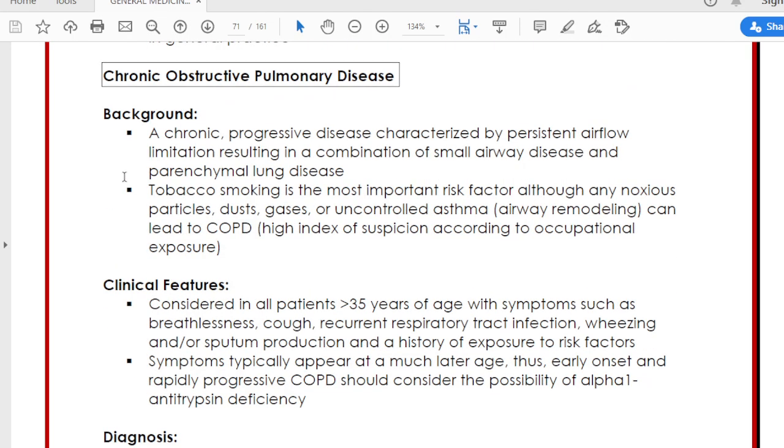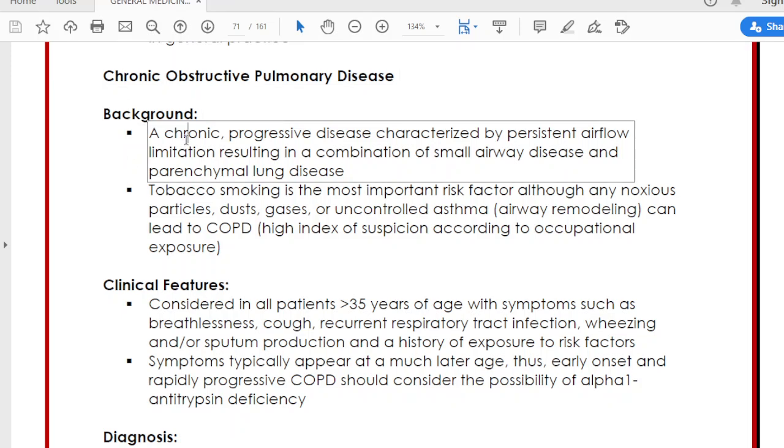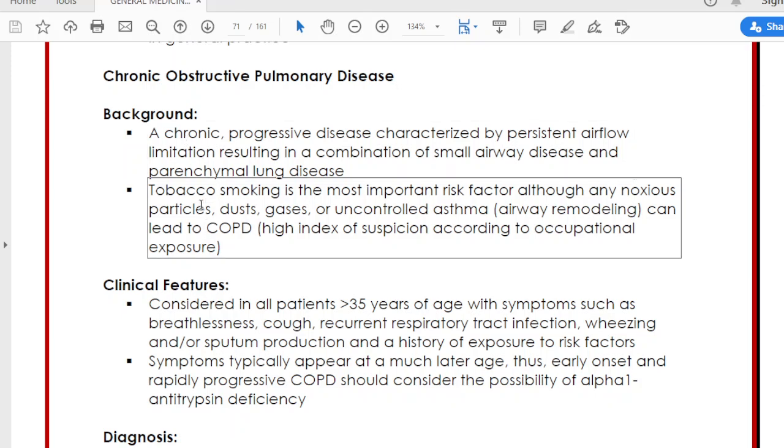Chronic obstructive pulmonary disease. Background. A chronic, progressive disease characterized by persistent airflow limitation resulting from a combination of small airway disease and parenchymal lung disease. Tobacco smoking is the most important risk factor, although any noxious particles, dusts, gases, or uncontrolled asthma with airway remodeling can lead to COPD. Maintain a high index of suspicion according to occupational exposure.